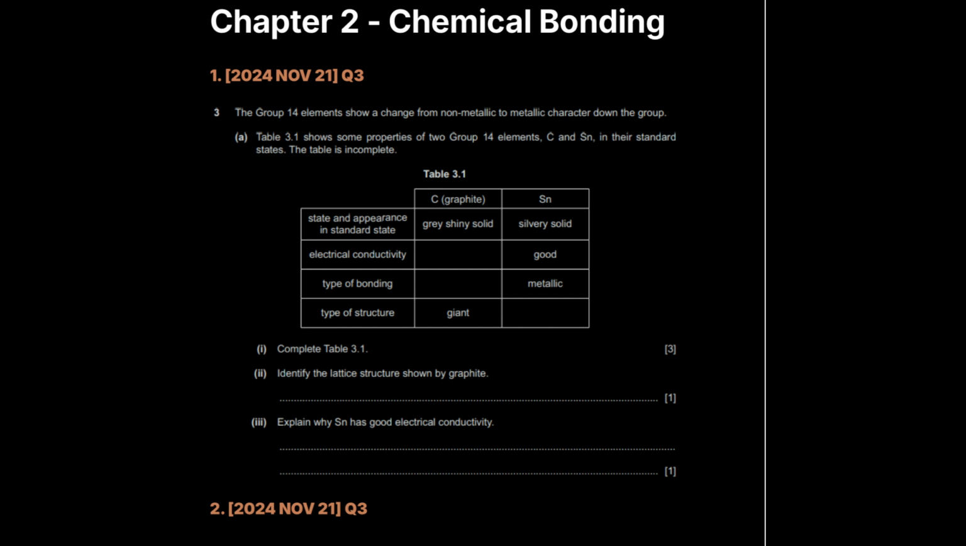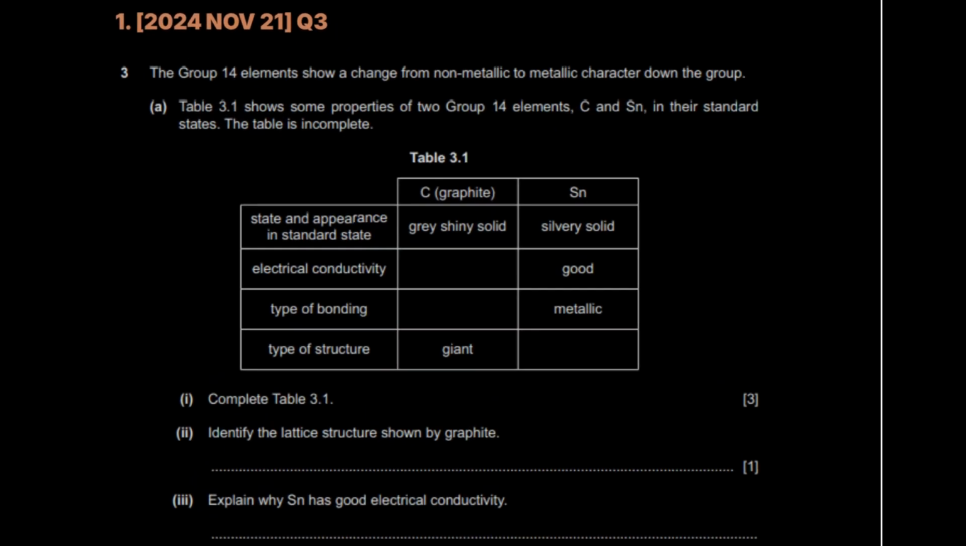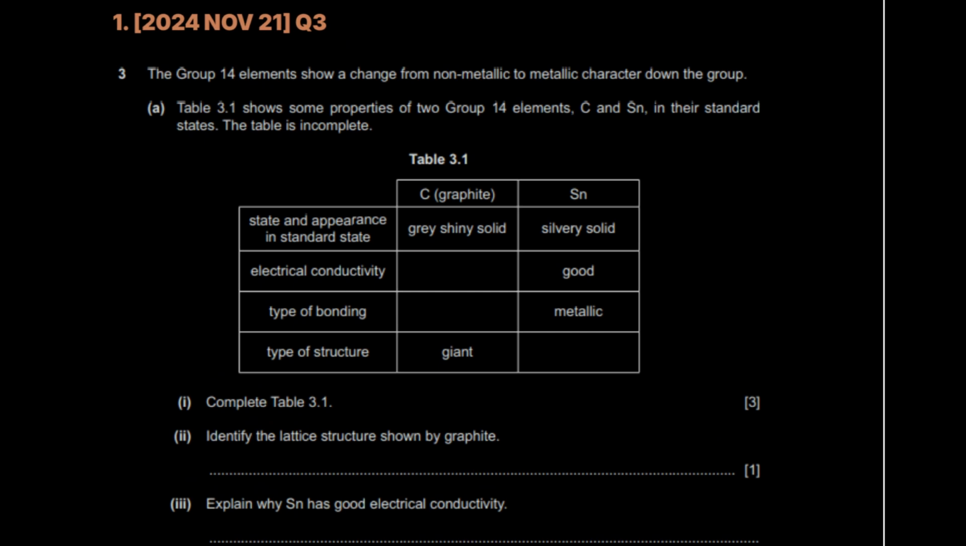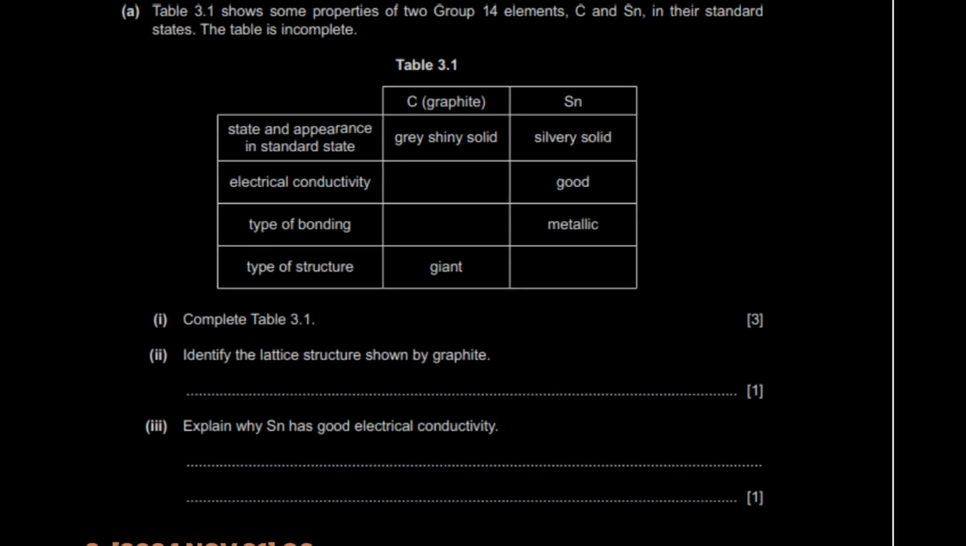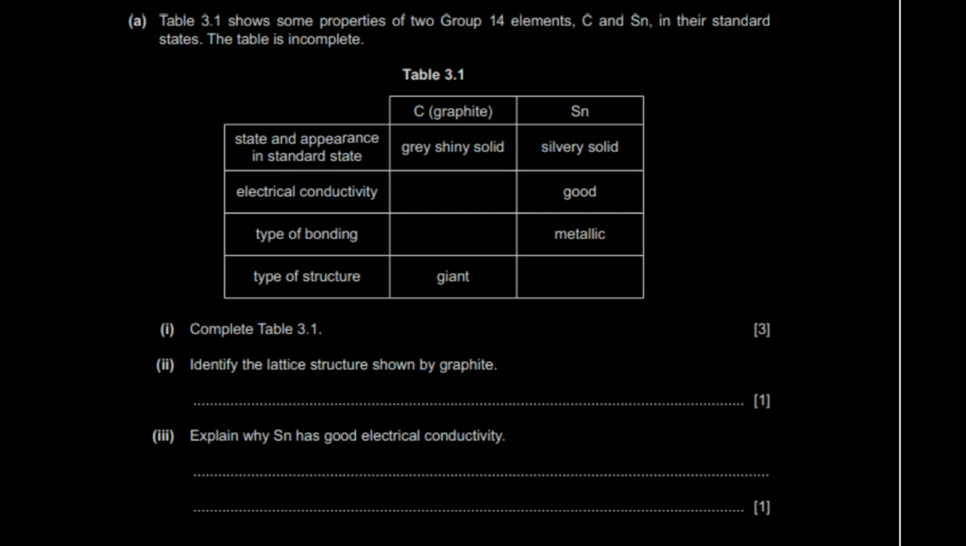For now, I just want to show you how easy the theory for chemical bonding is. It's largely O levels and IGCSE, right? Chalo, let me show you. It says the group 14 elements show a change from non-metallic to metallic character down the group. Table 3.1 shows some properties of two group 14 elements, carbon and tin, in their standard states. The table is incomplete. It says complete Table 3.1, and it's for 3 whole marks.